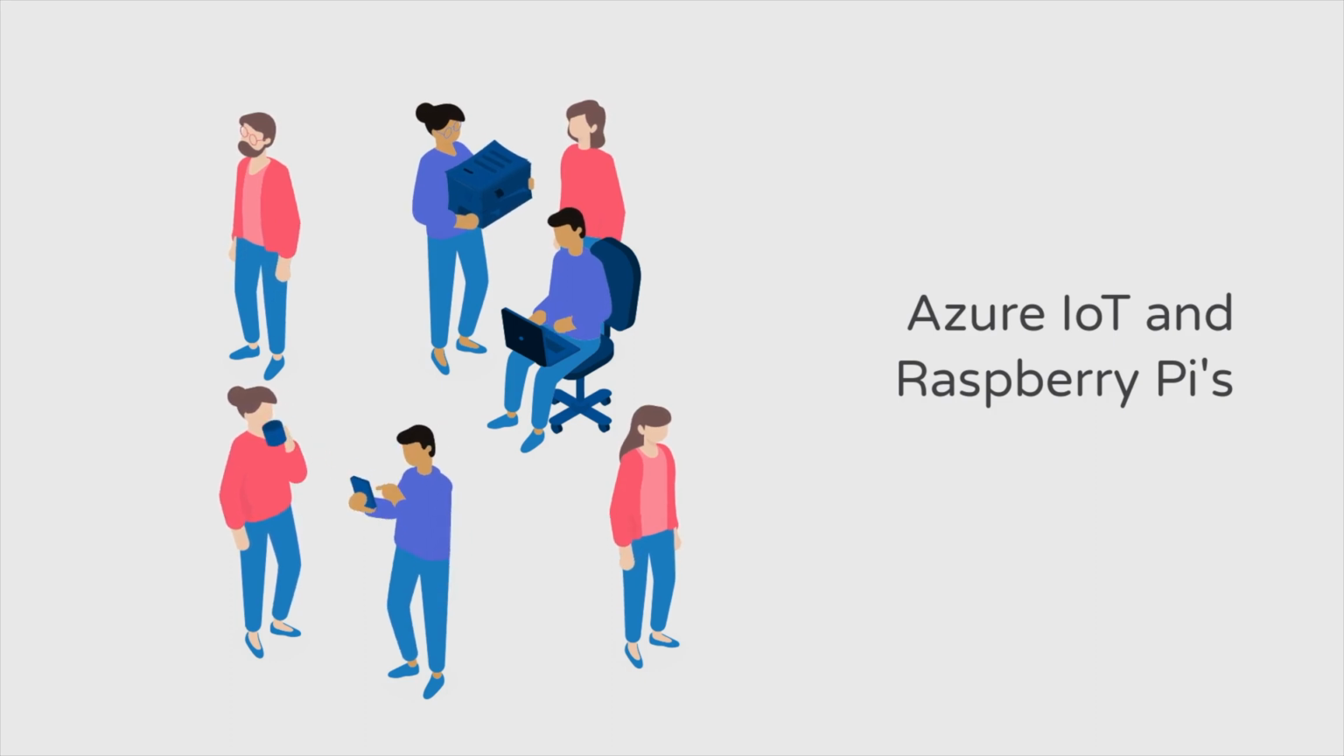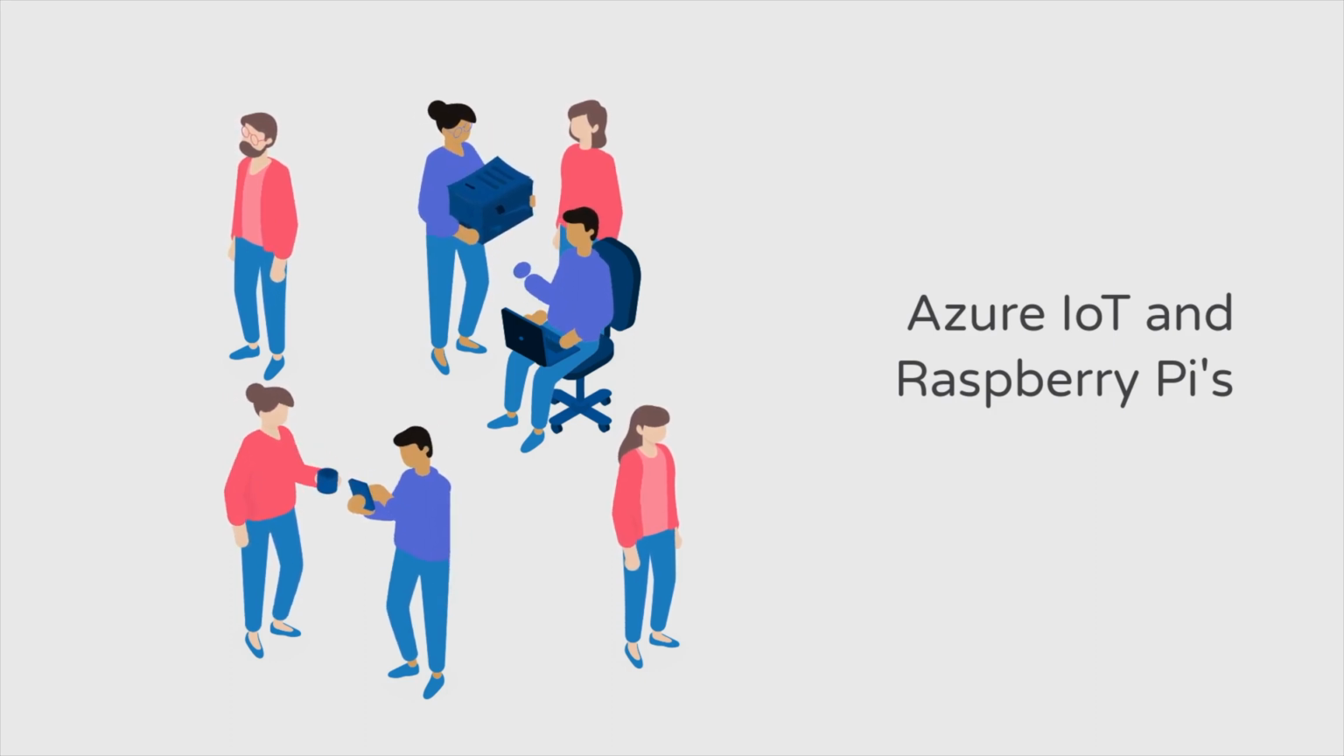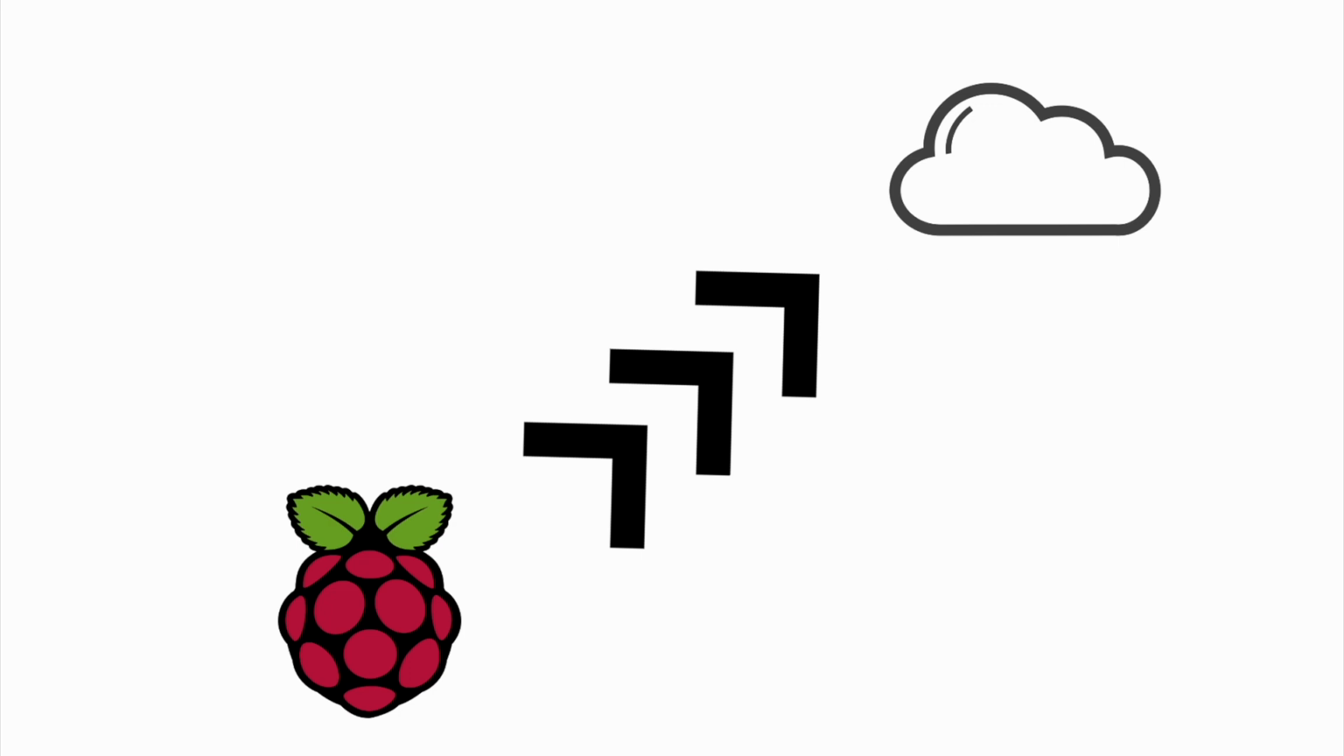Today I'll be showing how you can leverage Microsoft's Internet of Things to communicate with a Raspberry Pi. This example will consist of communication going from a Raspberry Pi up to the cloud, but a similar approach can be used to communicate from the cloud down to a Raspberry Pi.